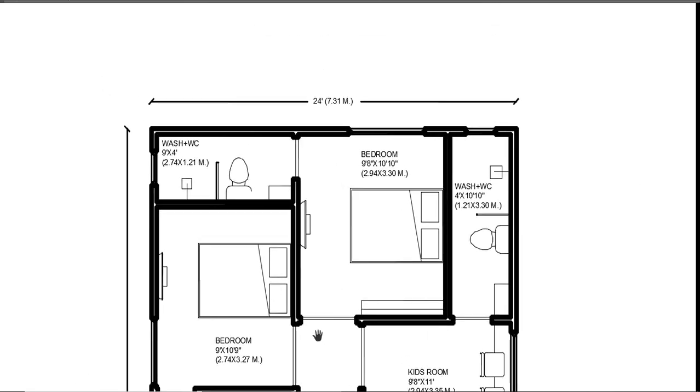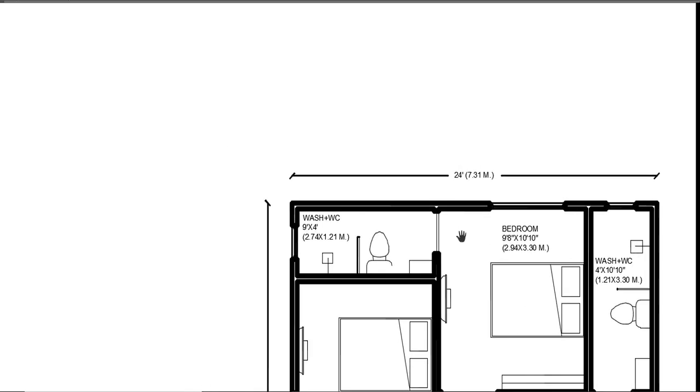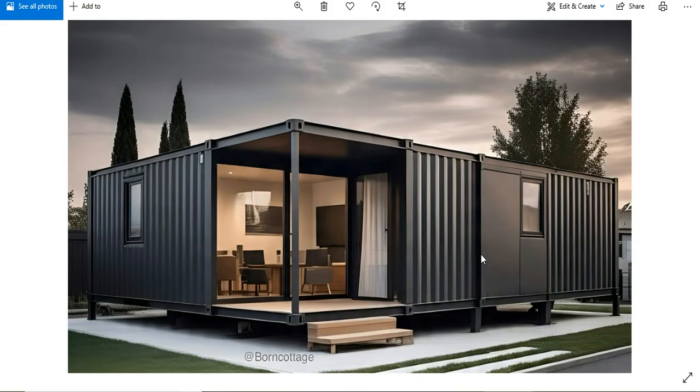So we have bedroom number 3 here. The size of the bedroom is 9 feet 8 inches into 10 feet 10 inches, in meter 2.94 into 3.30 meter. You can see here the bed arrangement and TV unit on the front wall, and we have a wardrobe here and a large size window for ventilation and light purpose, and we have a washroom plus water closet attached with this room. The size of the washroom is 9 feet into 4 feet, in meter 2.74 into 1.21 meter. You can see here the wash basin, water closet, and the shower area, and we have a ventilator for ventilation of this washroom. So this is the floor plan of the house you are watching on the screen.